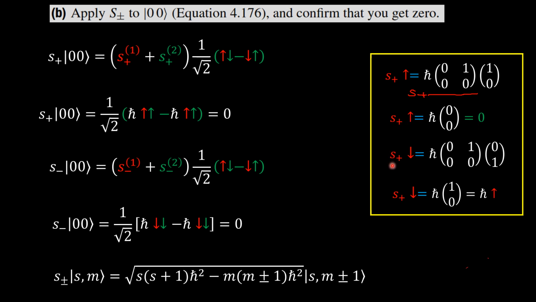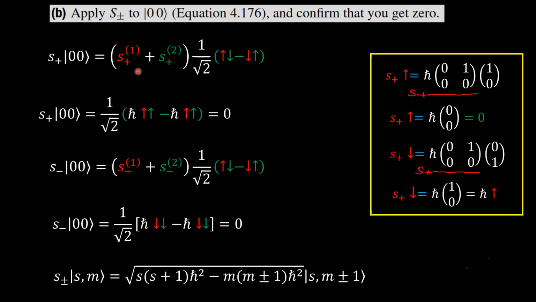Similarly, what will happen when the rising operator acts on the spin down particle? Then this is the S plus matrix as usual, and this is the spin down particle 0 1. Now what will happen if you multiply this? First row and this column is 1, second row and this column is 0. So H cross times 1 0, and 1 0 represents the spin up particle. So this will become H cross times the spin up particle.